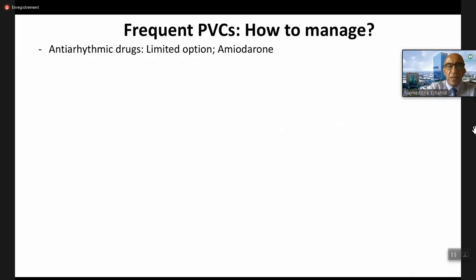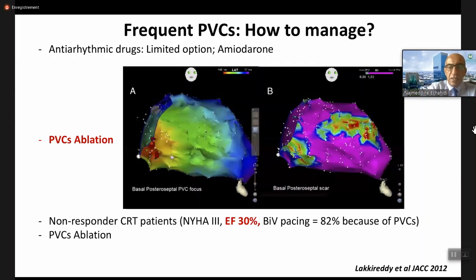Antiarrhythmic drugs are a limited option, since all the antiarrhythmics we use are contraindicated in patients presenting with an ejection fraction less than 35%. Amiodarone is one option. However, we all know the adverse effects of this medication. What about PVC ablation?